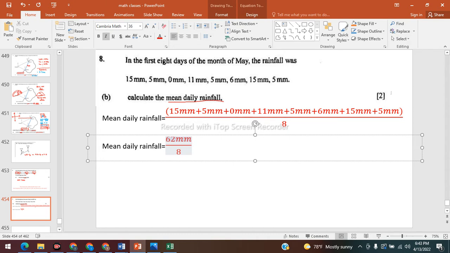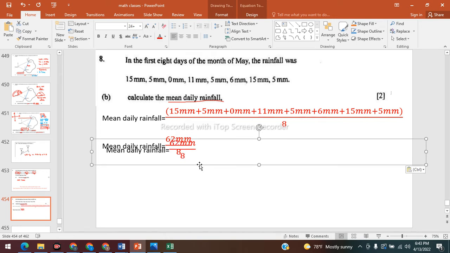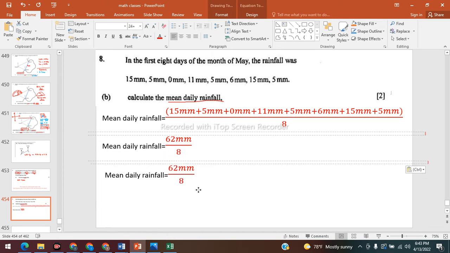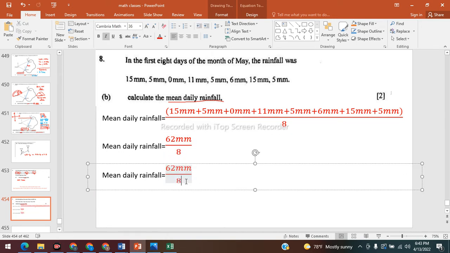6, 15, and 5. Yeah, I got 62 too. Okay, now we want to divide it by 8, right? What do we get when we divide it by 8? 7.75. Okay, fine. 7.75.